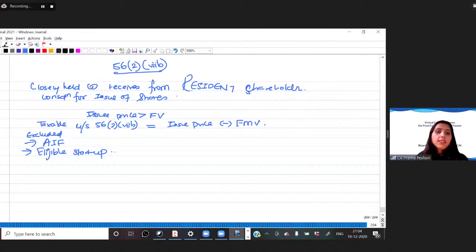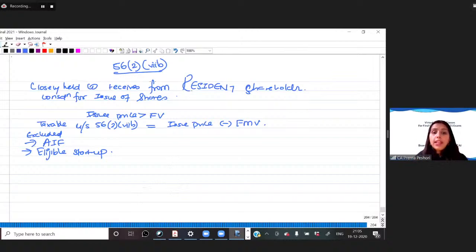So for a startup, there are certain conditions provided by the DIPP, the Department of Industry and Investment Promotion Board. They have notified the conditions for an eligible startup. If a startup satisfies those conditions based on turnover requirement and asset requirement, they will not be taxed under 56(2)(7)(b). This is for the issuing company.